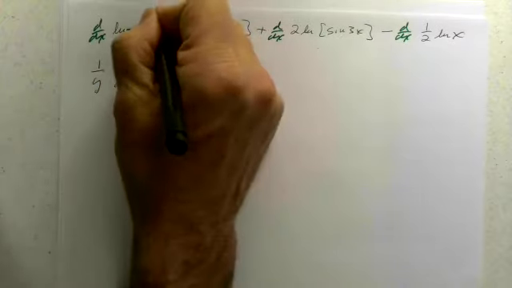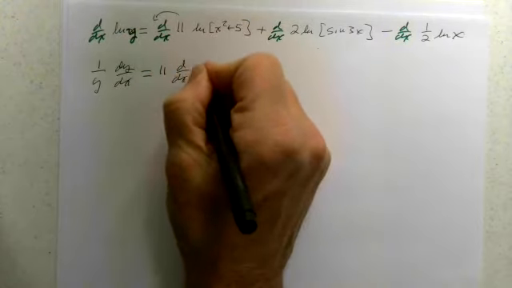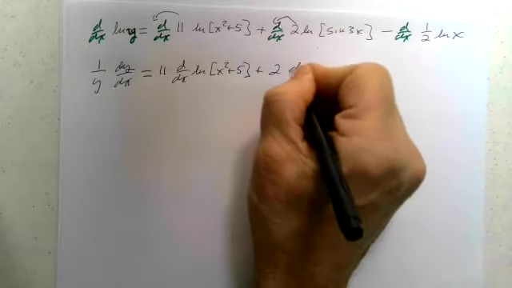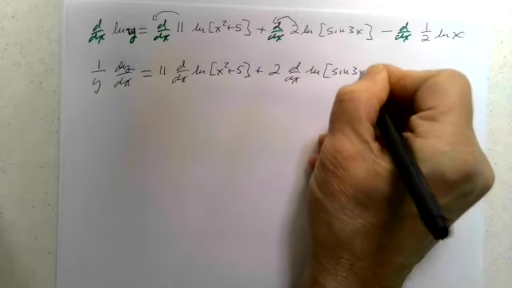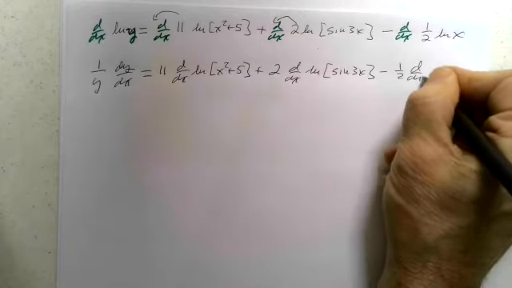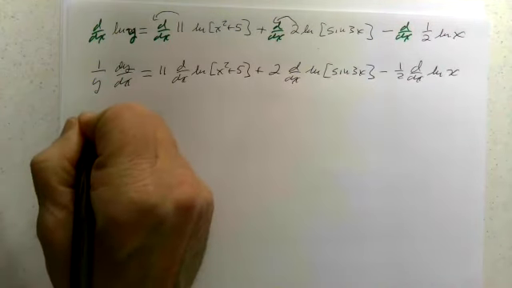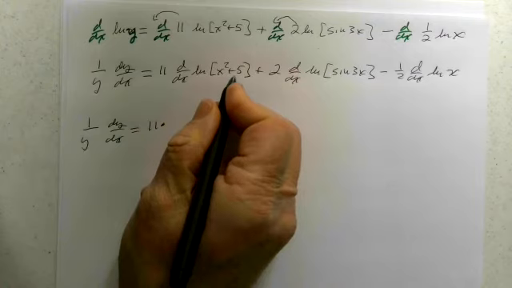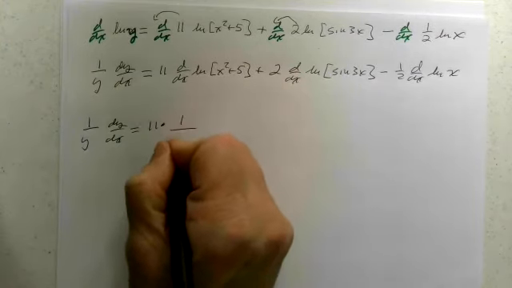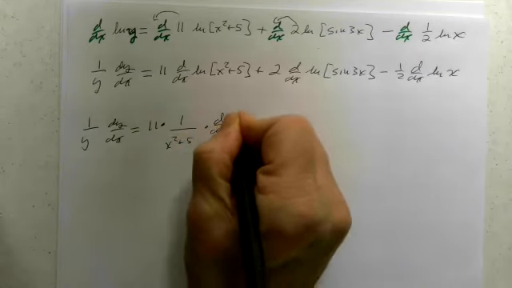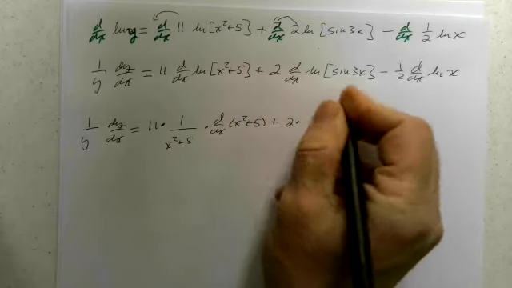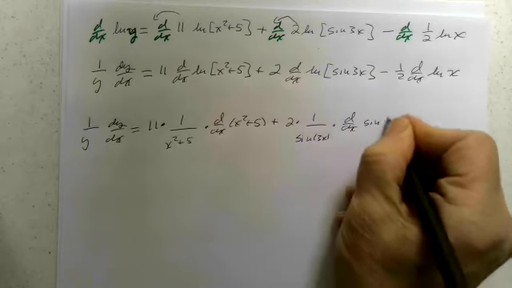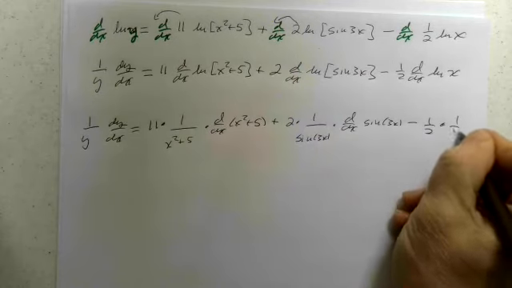Here I'm going to pull out the constants, pull the 11 out in front of the derivative operator. 11 times the derivative with respect to x of the natural log of x squared plus 5, plus 2 times the derivative of the natural log of sine 3x, minus 1/2 times the derivative of natural log x. So over here again, 1 over y dy/dx equals 11 times the derivative of natural log. The derivative of log of something is 1 over the something. So 1 over (x squared plus 5) times the derivative with respect to x of x squared plus 5, plus 2 times the derivative of log of sine 3x, which is 1 over sine 3x times the derivative of sine 3x, minus 1/2 the derivative of natural log x, which is just 1 over x.